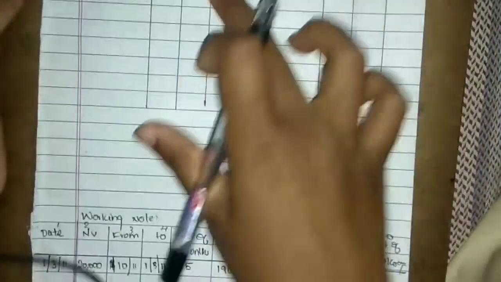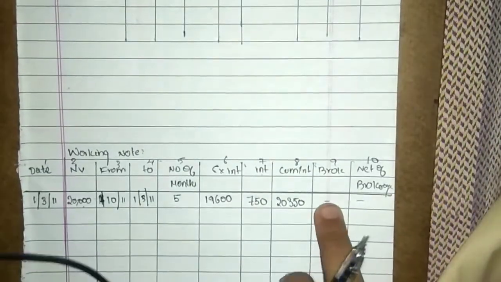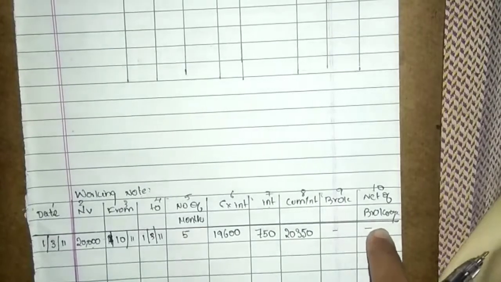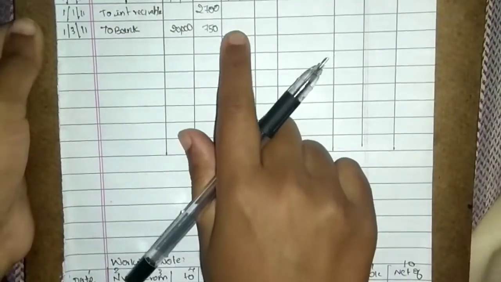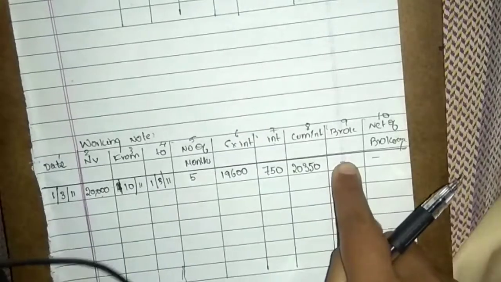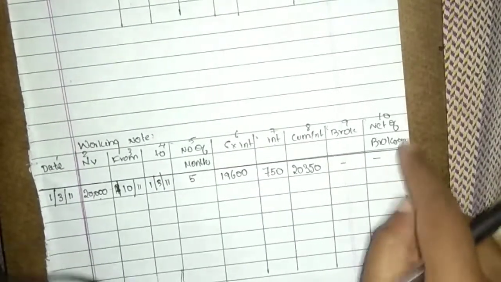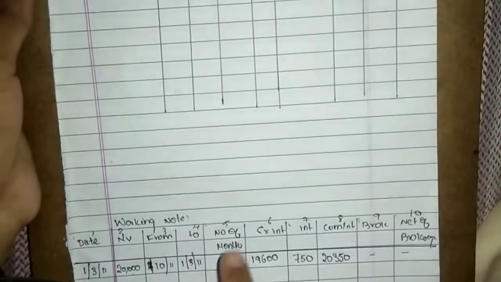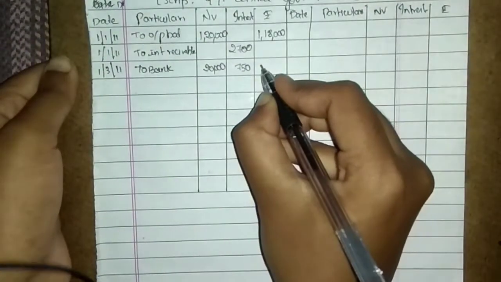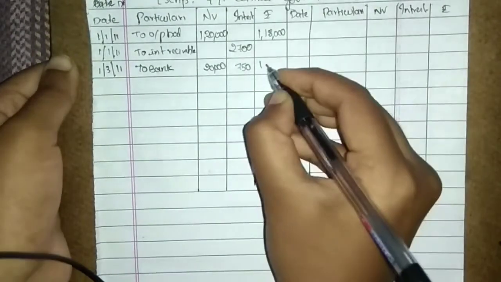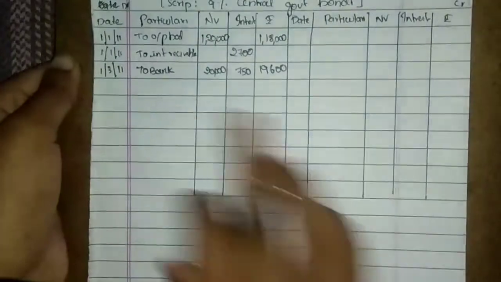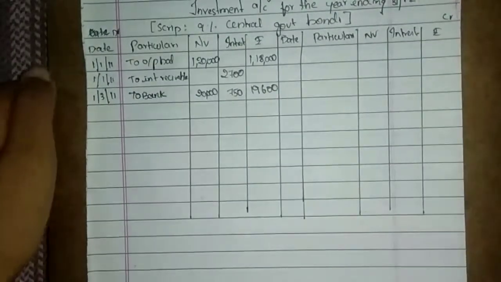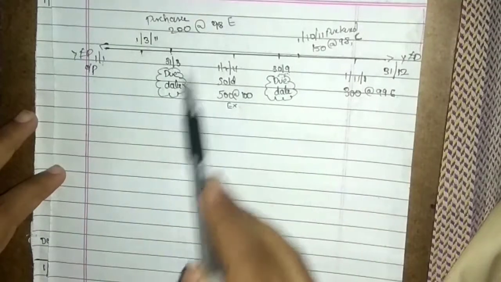Here what you will write, normally if brokerage is given, you will write this column's amount here, but in this brokerage is not at all given. So in this column you will write only ex interest. If brokerage is not given, we will not get net of brokerage, hence we are not writing this. Normally we will write net of brokerage. If net of brokerage is not available, we will write the ex interest column's amount. So be careful in writing the column and the amount. Okay, you need a lot of practice. So 19,600. Done. This entry is done.